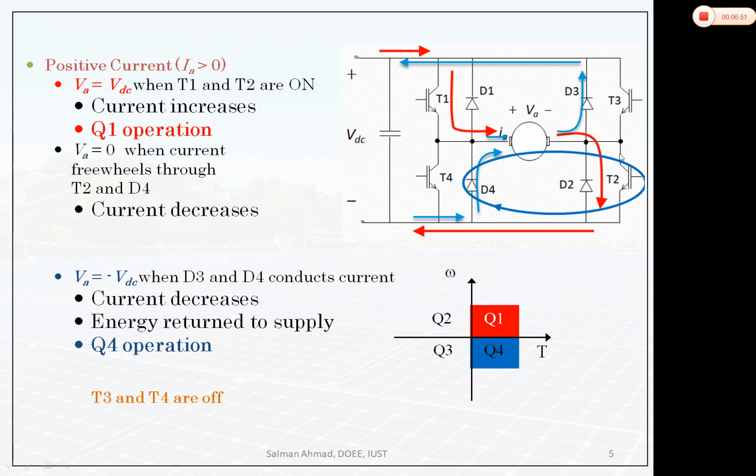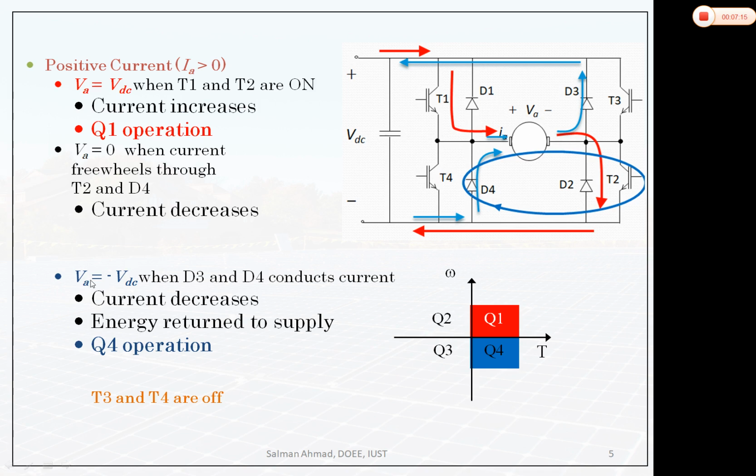It is represented with this circle. So D4 is conducting and T2 is conducting, and the voltage applied across the armature circuit will be 0. So current is positive, voltage is 0. The current will decrease because whatever energy is stored in the armature inductance will dissipate in the armature resistance.